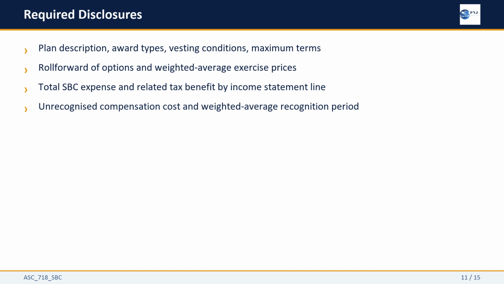The disclosure package includes a description of all SBC plans and award types, the full option roll forward, total SBC expense by income statement line with the related tax benefit, total unrecognized cost and when it will be recognized, the intrinsic value of awards exercised and vested during the period, and the Black-Scholes assumptions for each grant: expected volatility, term, risk-free rate, and dividends. Preparing these disclosures requires the same schedules that auditors request, so keeping them current at each period end produces both clean financials and audit-ready documentation.